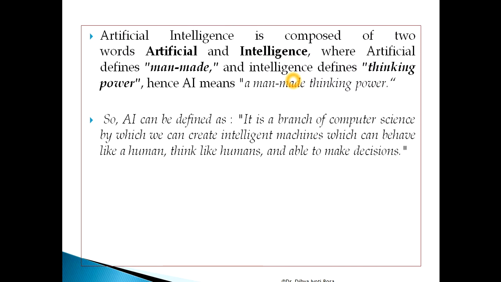So AI can be defined as a branch of computer science by which we can create intelligent machines which can behave like humans, think like humans, and are able to make decisions like us. So AI is a branch of computer science by which we can create intelligent machines that more or less behave like a human, have the ability to think like humans, and are able to make decisions. So that is overall the definition of AI. I hope this is clear to you now.